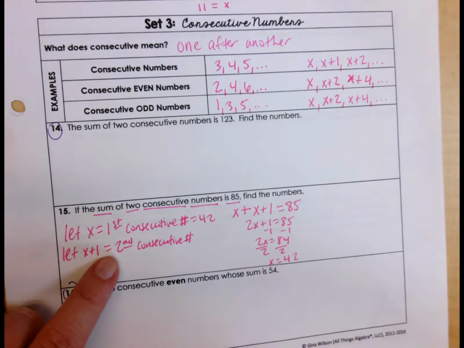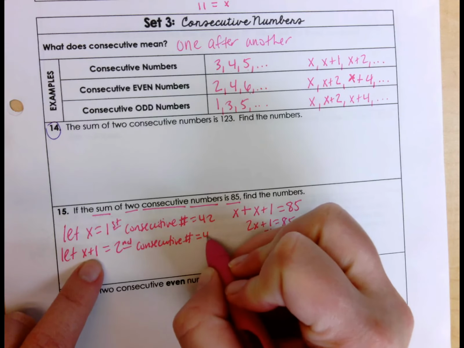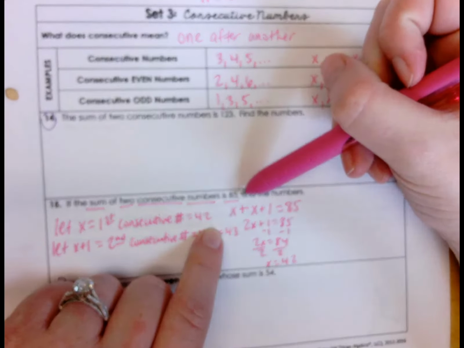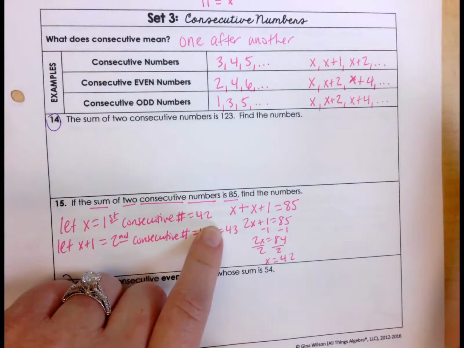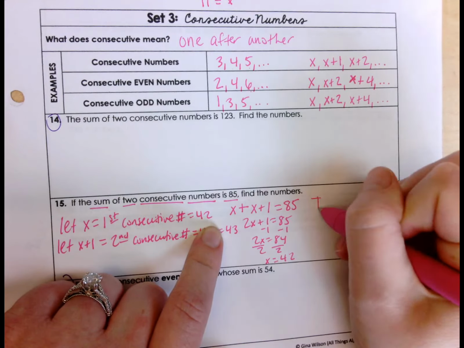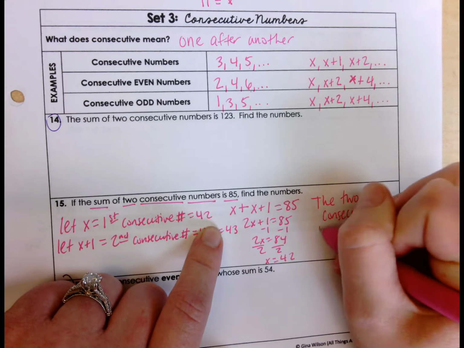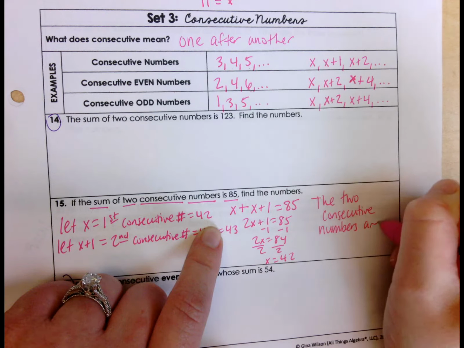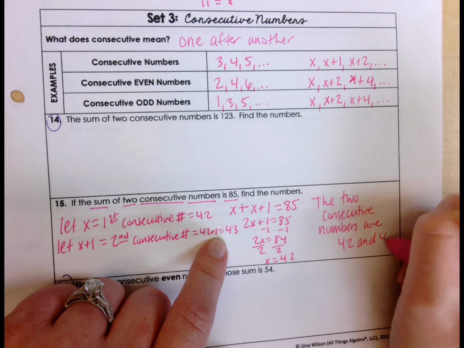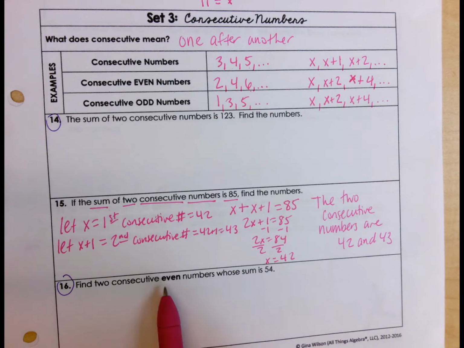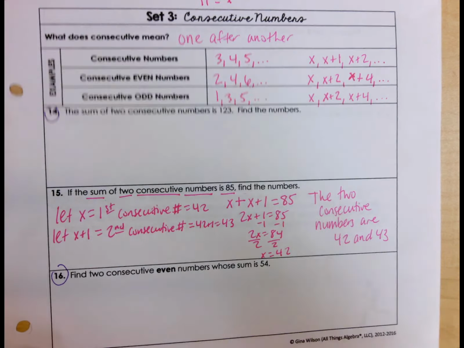The next consecutive number to come after 42 would be 42 plus 1, which is 43. If I add those 2 numbers together, I get 85, and they are consecutive. So those are the 2 numbers that I'm looking for. The 2 consecutive numbers are 42 and 43. You're going to do 14 just like that. For 16, you're looking for consecutive even numbers, so just be careful about that.